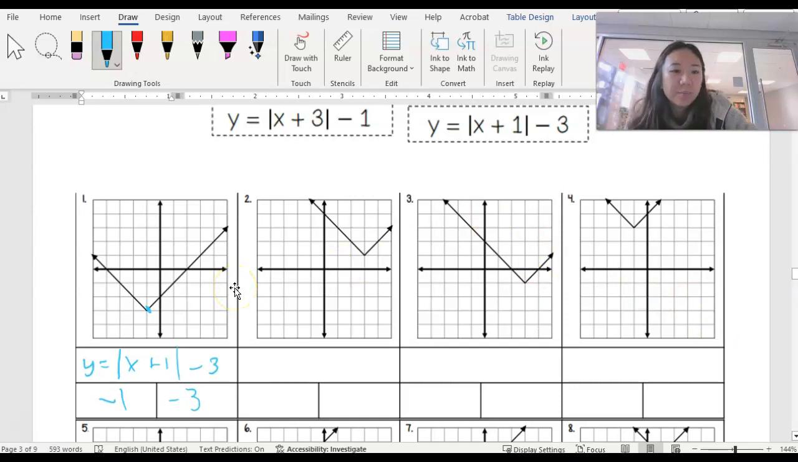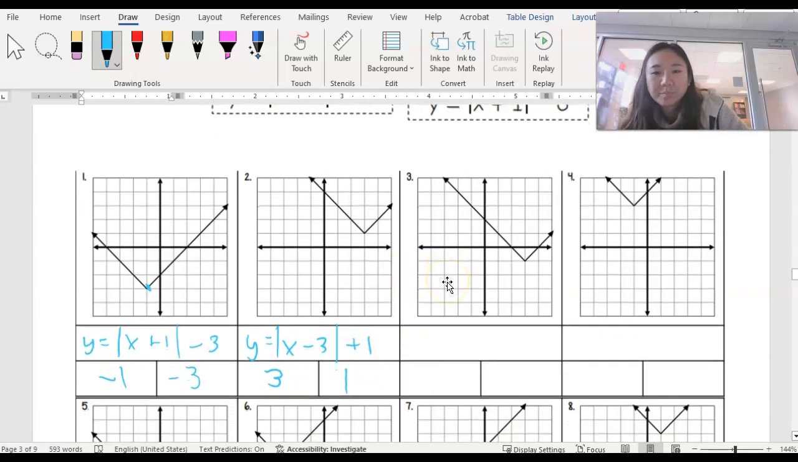And you can test this by plugging in your vertex. If I plug in -1 plus 1, I get 0, minus 3 equals -3. And as long as that equals, when you plug in your vertex, you know you've done it correctly. So here my vertex is 3, 1. So here I should have y equals, now I move to the right, so I'm going to subtract inside, so x minus 3, and then I moved up 1, so I'm adding 1 outside of my absolute value modulus.